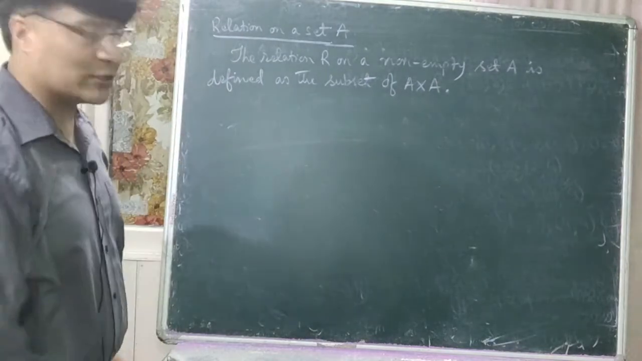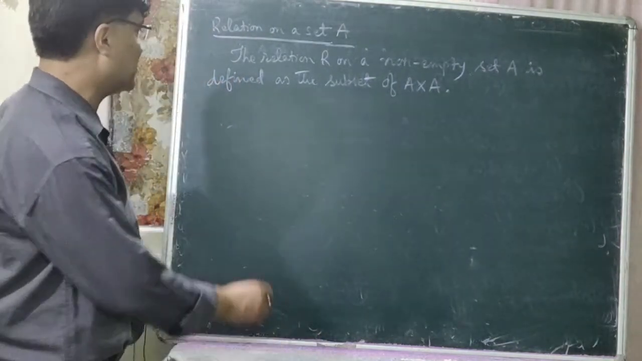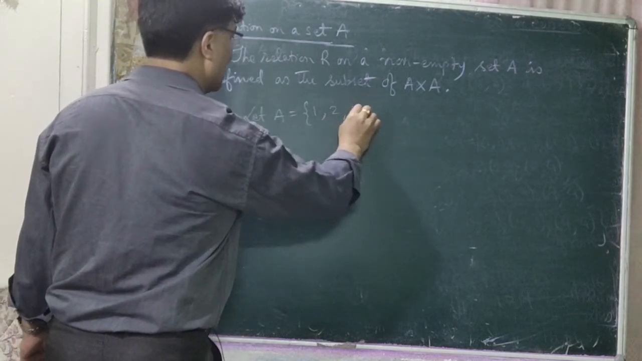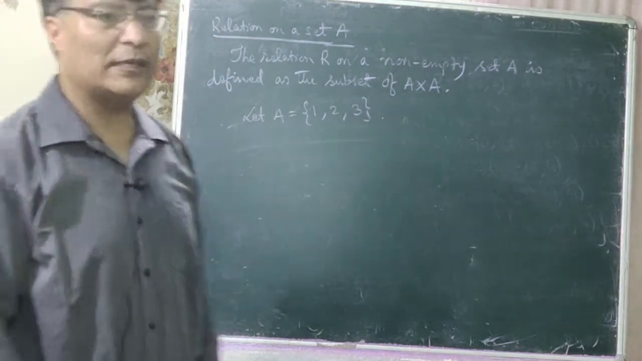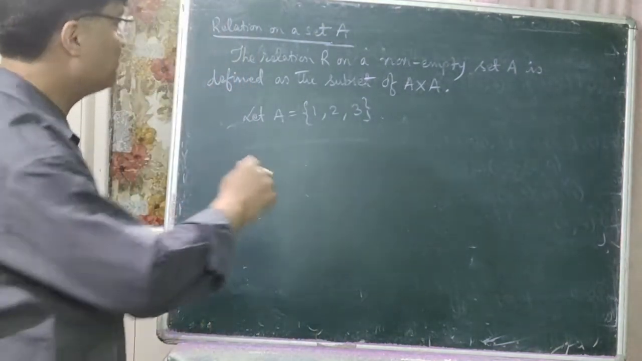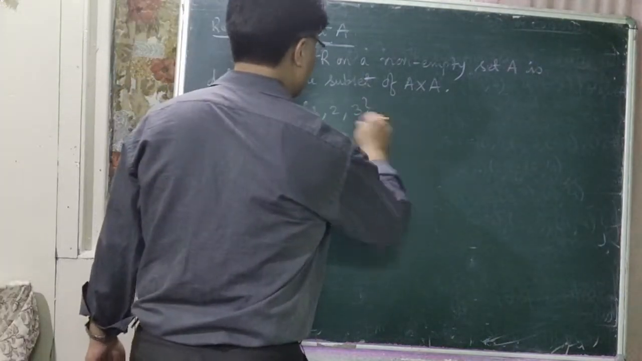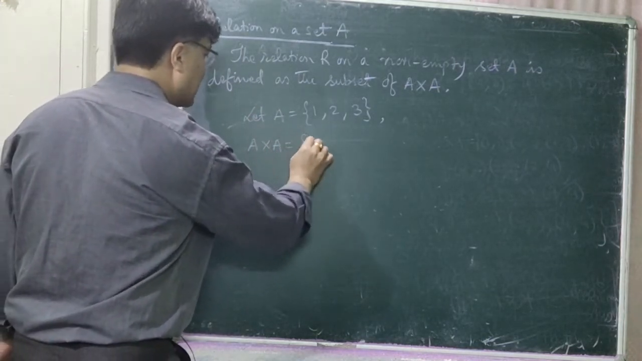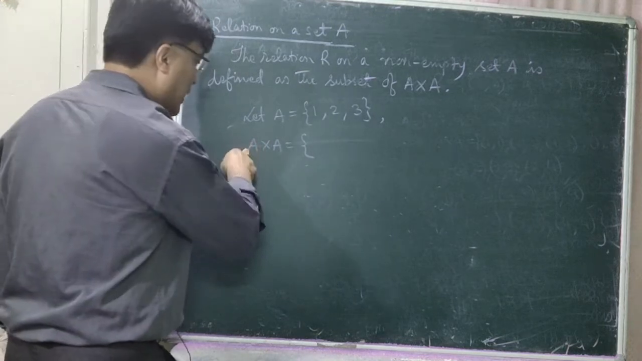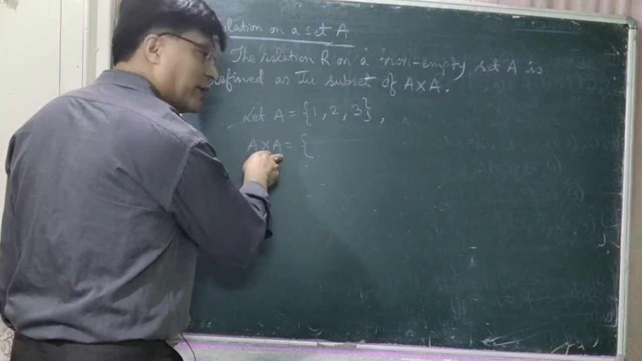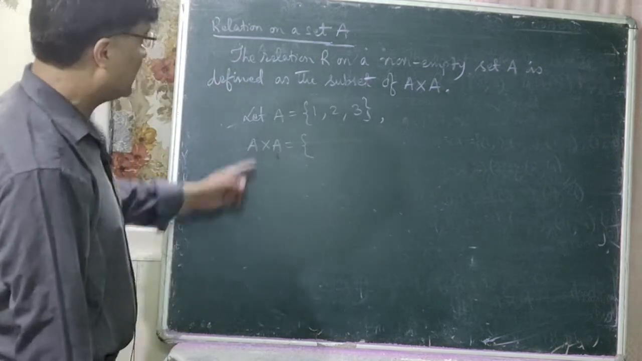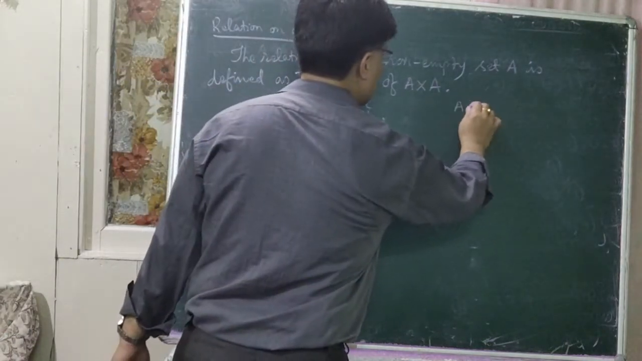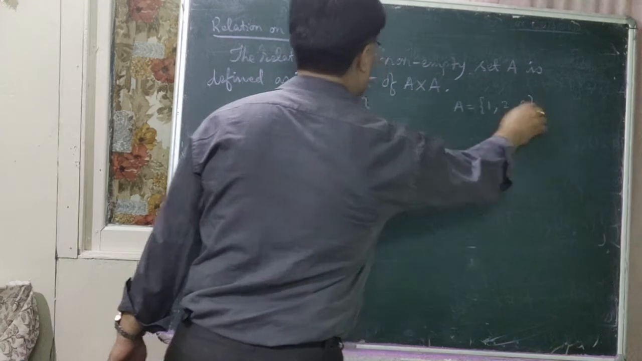Before we do types of relations, let us take an example of a relation on a set. Let capital A be equal to {1, 2, 3}. Now let us find A cross A. So how can you get A cross A? A into A. Again you write A is equal to {1, 2, 3}. So you know how to get it, isn't it?